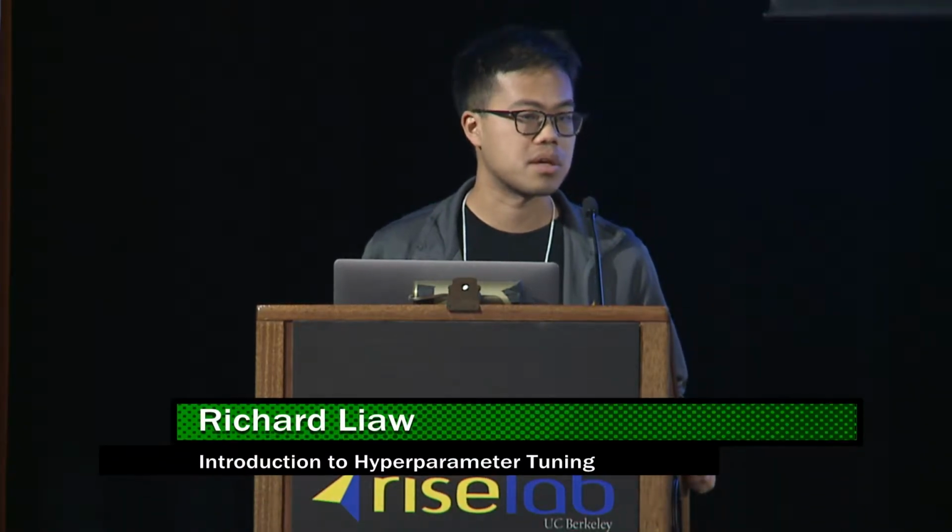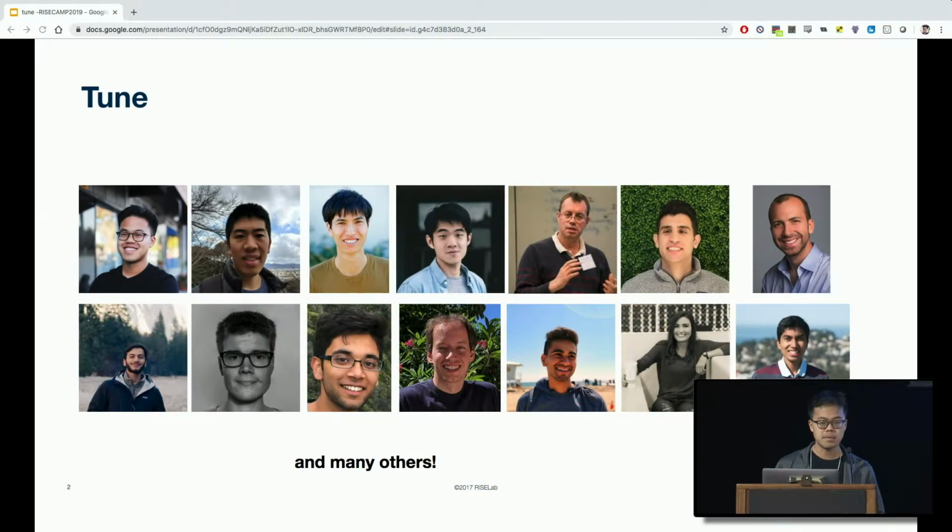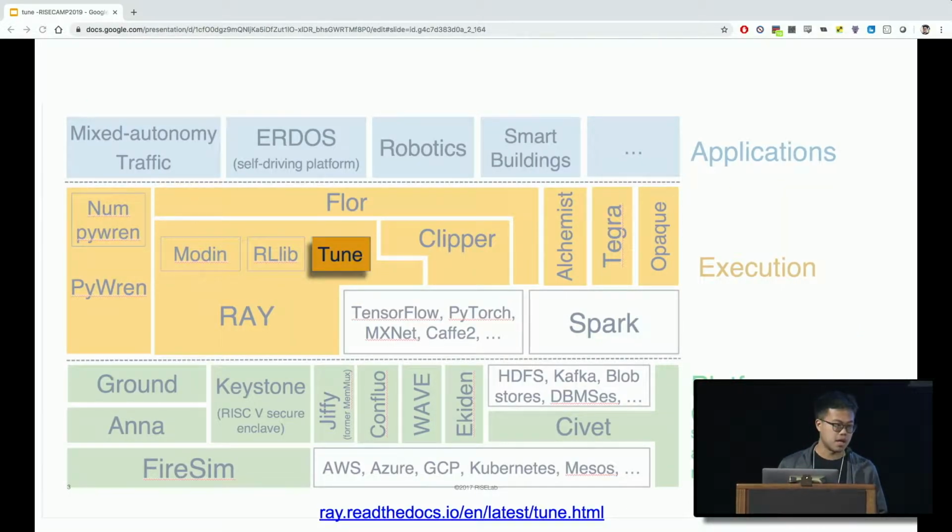I'm going to be talking about Tune, which is a distributed hyperparameter tuning library on top of Ray. Tune is a joint work of many faculty members, graduate students, and undergraduates in the RISE lab. And here's just a couple of profile pictures of many of the people involved, amongst many others. Tune sits here on the RISE stack on top of Ray, and is at the same level as RLib and Modin.